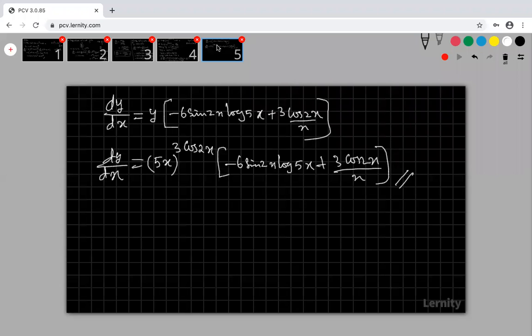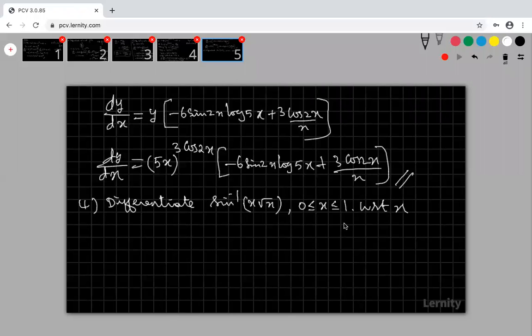Okay, so now come to the next problem. If you don't have any doubt, we'll move to the next one and differentiate sine inverse of x root x, where 0 is less than or equal to x less than or equal to 1, with respect to x. So first of all, let y is equal to sine inverse of x root x.